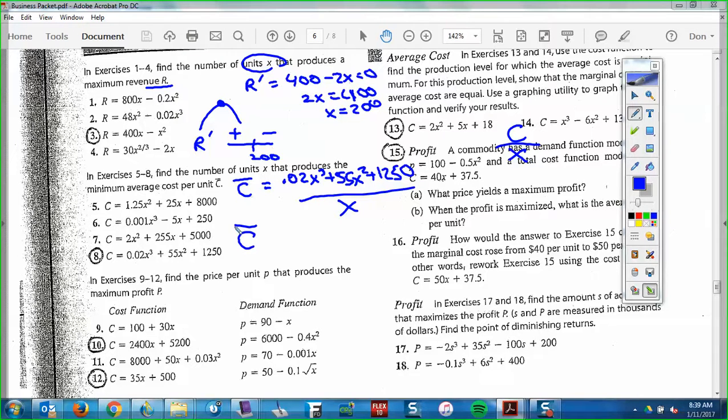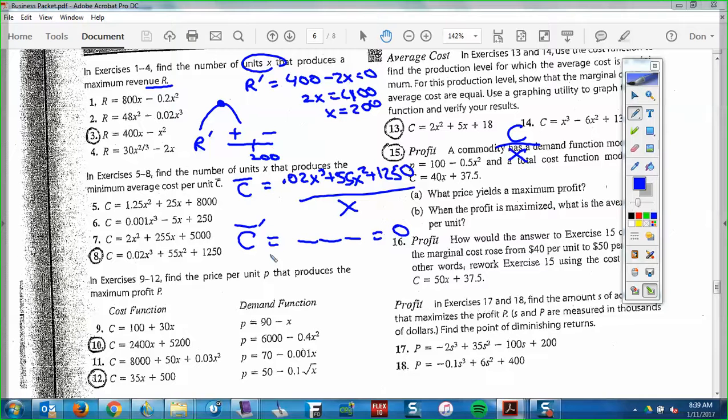And so you get C bar prime, whatever that is, right? You set it equal to 0. You see if it's ever undefined. It's probably undefined at 0, okay? But that's not a number we can even plug into C bar, so that's not going to be a minimum.